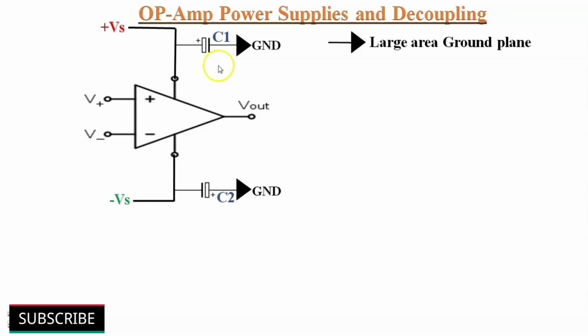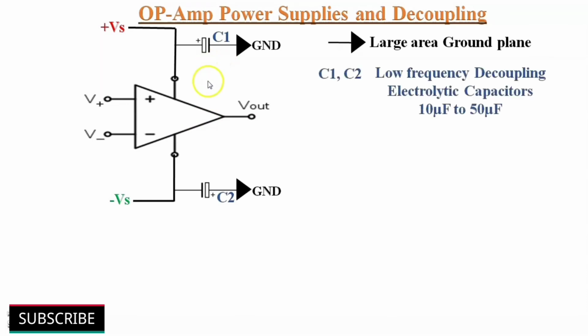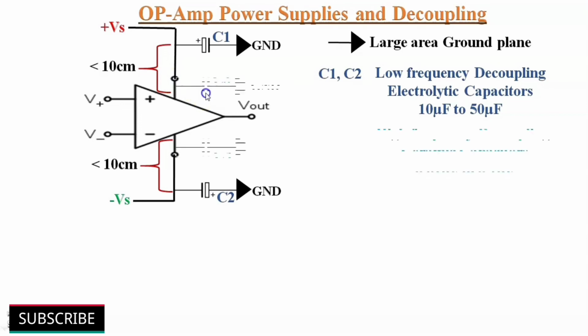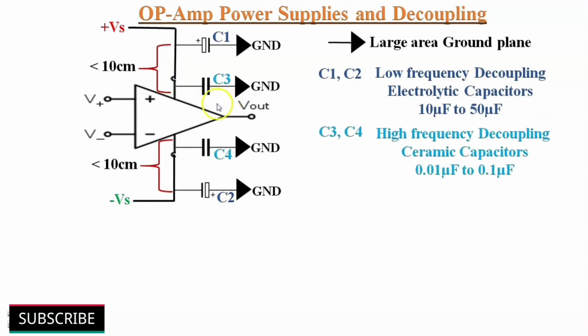At lower frequencies, the operational amplifier's both power terminals must be decoupled with electrolytic capacitors of 10 microfarad to 50 microfarad, provided it is not more than 10 cm circuit track distance. For higher frequency operations, the operational amplifier's both power supply terminals must be decoupled by ceramic capacitors of 0.01 microfarad to 0.1 microfarad with short leads or circuit tracks. These capacitors must also provide a return path for high frequency currents in the op-amp's load.